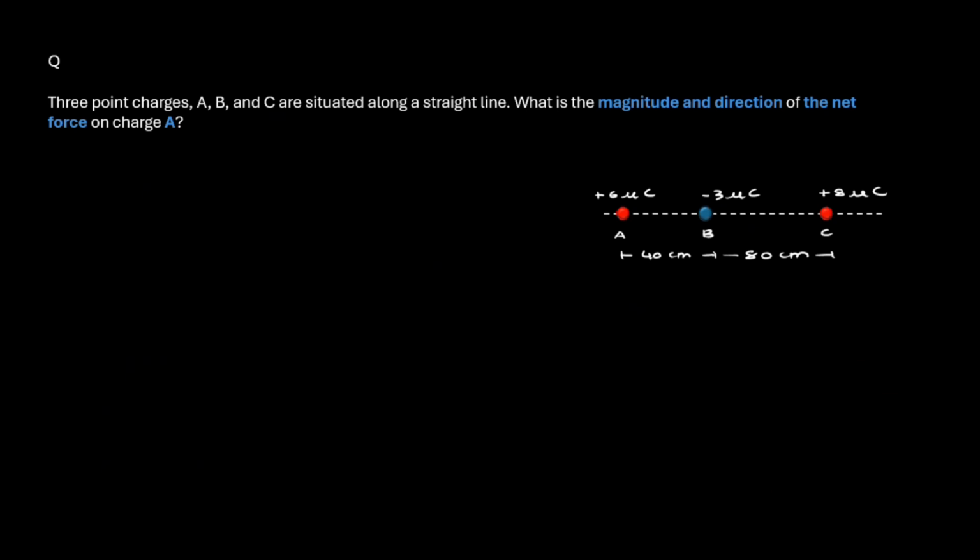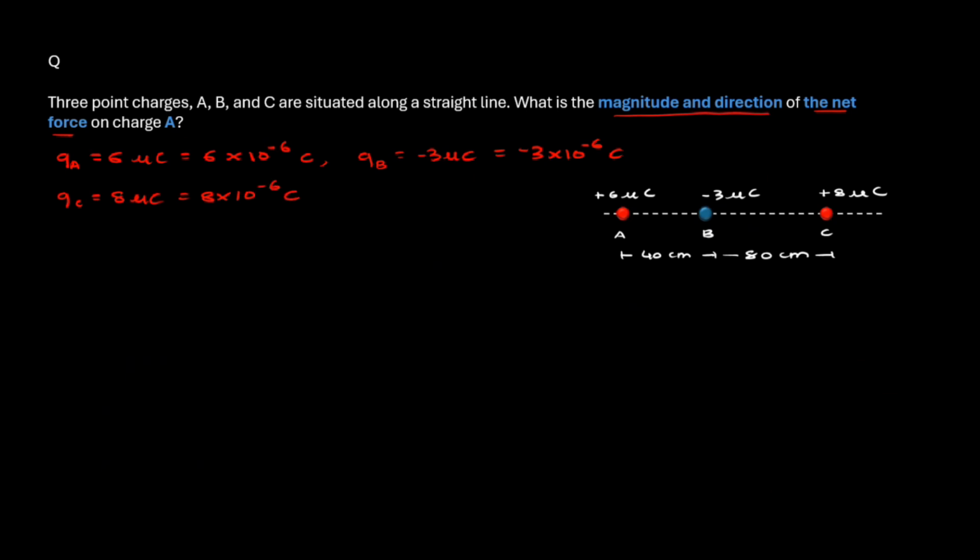Let's try another problem. Three point charges A, B, and C are situated along a straight line. What is the magnitude and direction of the net force on charge A? So let us first write down the magnitude of these charges. I will write QA to be equal to 6 microcoulomb. Micro, again, you have to multiply this with 10 to the power negative 6. QB is negative 3 microcoulomb, so negative 3 times 10 to the power negative 6 coulomb. QC is 8 microcoulomb, so 8 times 10 to the power negative 6 coulomb.